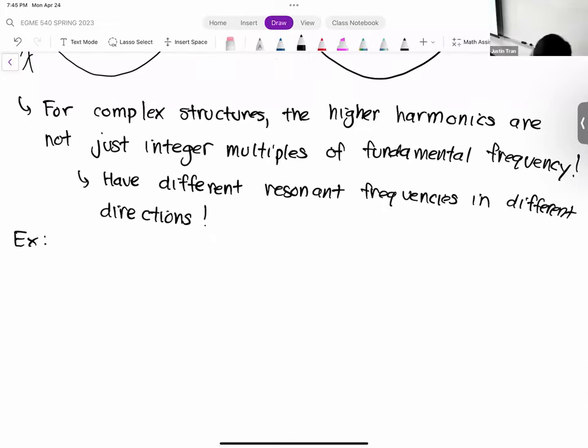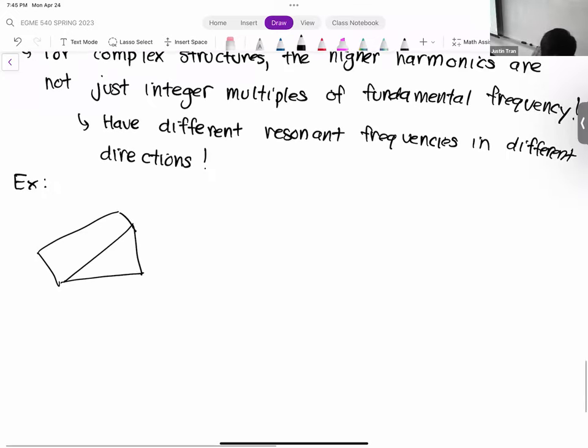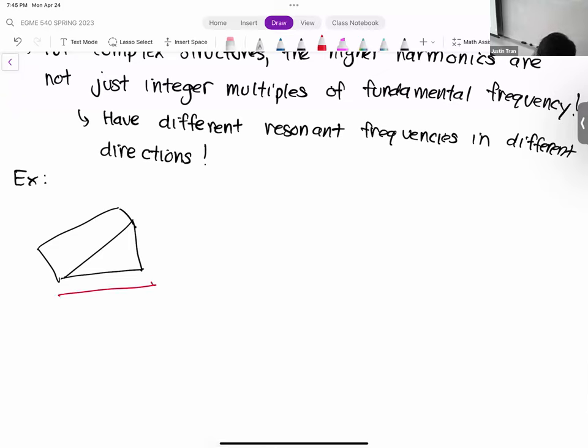Okay? And so, for example, let's say that we have a triangular block. For a triangular block like this, if you vibrate the block in this direction versus this direction, those are going to give you different resonant frequencies.